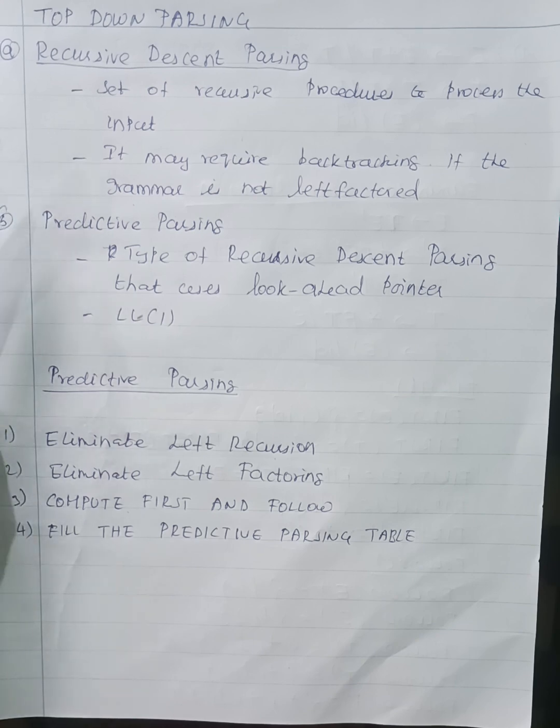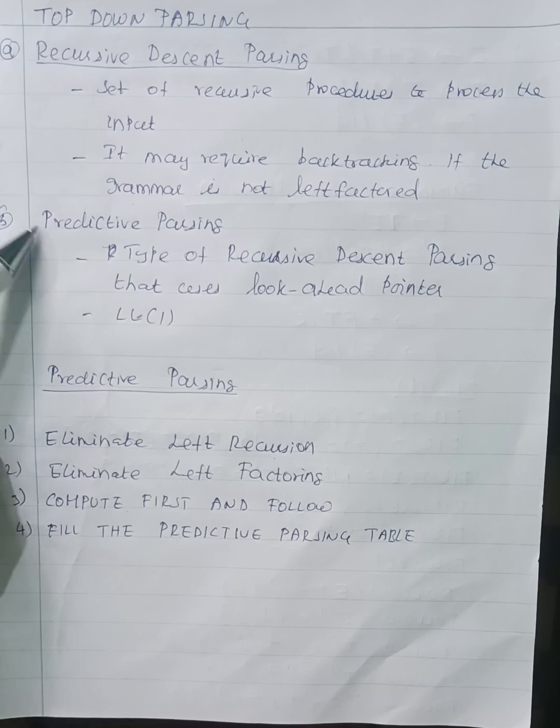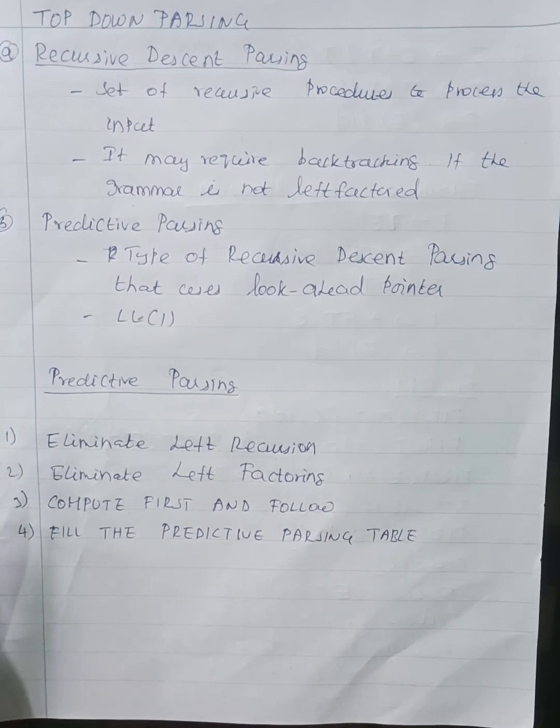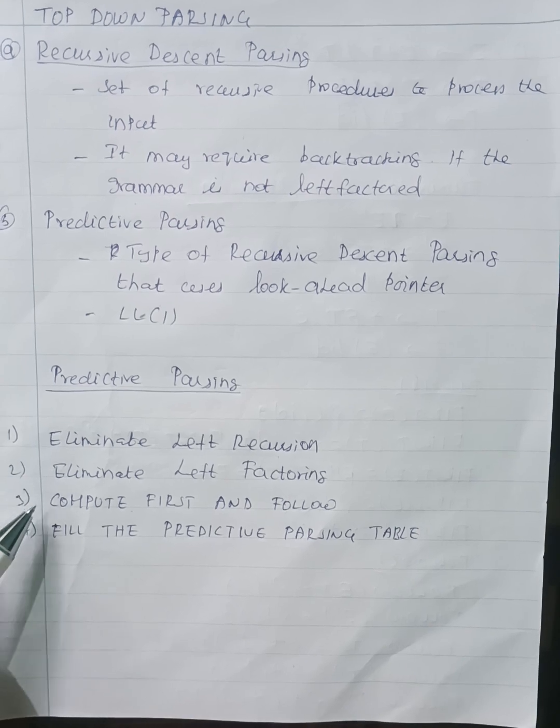And the next one is predictive parsing. Predictive parsing is also a kind of recursive descent parsing, and it uses a lookahead pointer. We can call predictive parsing LL(1). To do predictive parsing, we have to follow these steps. The first step is elimination of left recursion and elimination of left factoring. Then we have to compute first and follow, and fill the predictive parsing table. If a grammar is given and we ask you to construct the predictive parsing table, you have to follow all 4 steps.